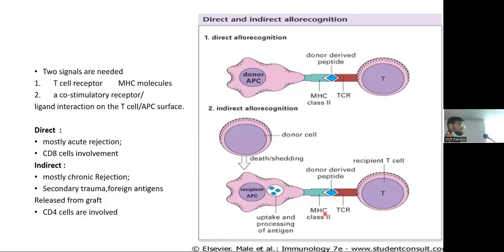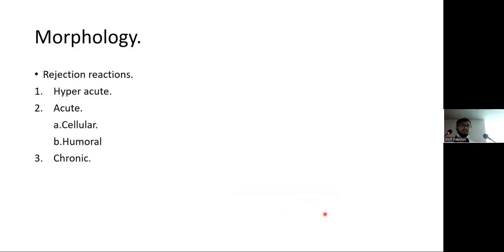These are the things previously explained. Now the morphology of rejection. Morphologically, rejection can be classified as hyperacute rejection, acute rejection, which can be both cellular and neural, and chronic rejection.